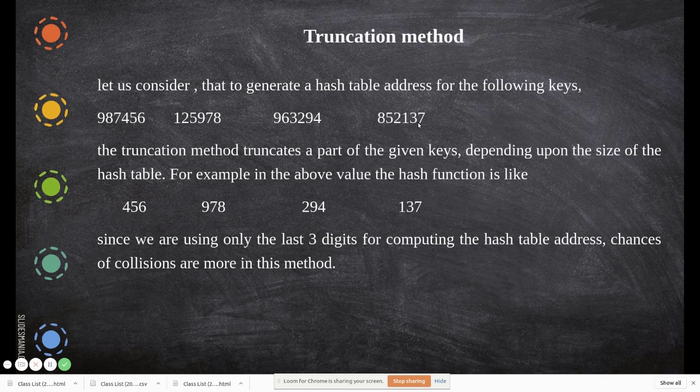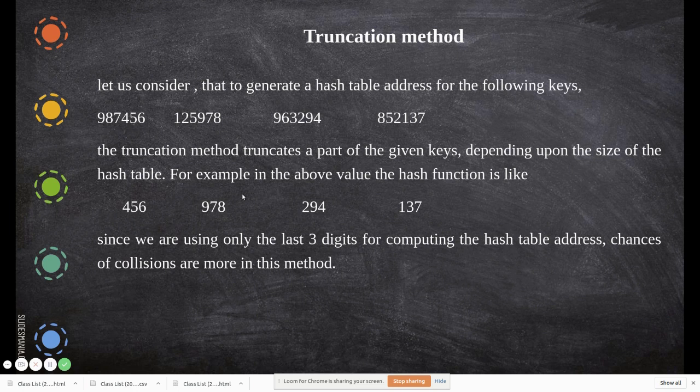So let us follow the 1000 employee scheme. Otherwise it would need the whole range, 0000000 to 999969. So let me take only the last three digits. At index 456 of the array, I am storing this person's data. Then at index 978, I am storing this person's data. Then at 294, I am storing this person's data, and so on. So this is the truncation method, where you are able to store based on some key.